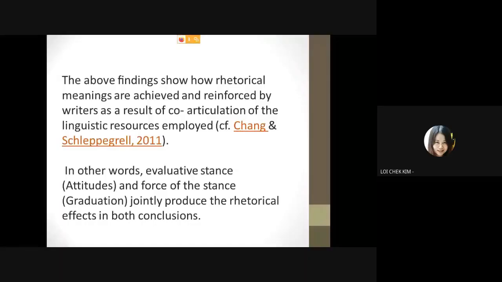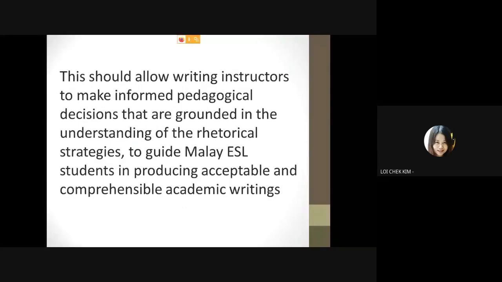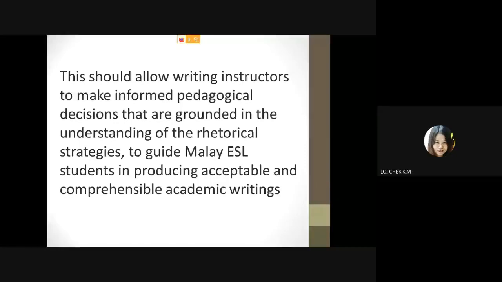Now, this should allow writing instructors to make informed pedagogical decisions that are grounded in the understanding of the rhetorical strategies to guide Malay ESL students in producing acceptable and comprehensible academic writings.